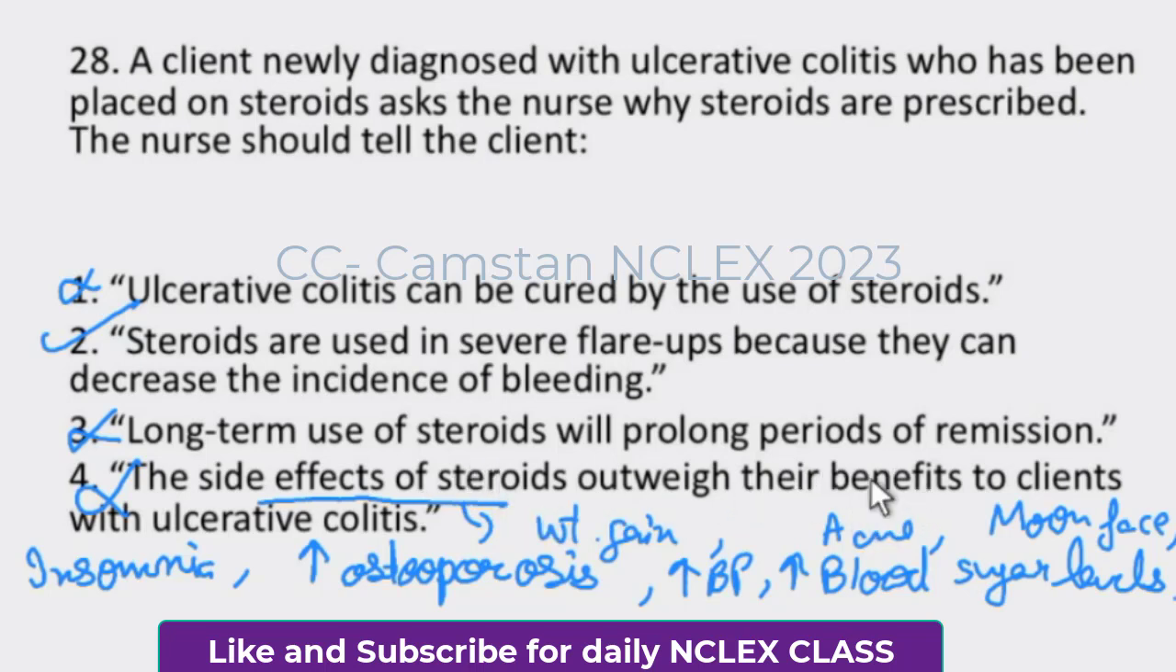No, the benefits of using short-term steroid therapy outweigh these side effects. So the fourth one is wrong, right? This statement can only be true if it is written that the side effects of long-term steroids outweigh their benefits. But the benefits of using short-term steroid therapy outweigh the side effects of steroids, right? So the fourth is also wrong. The correct one is just the second option, that is, steroids are used in severe flare-ups because they can decrease the incidence of bleeding, right?